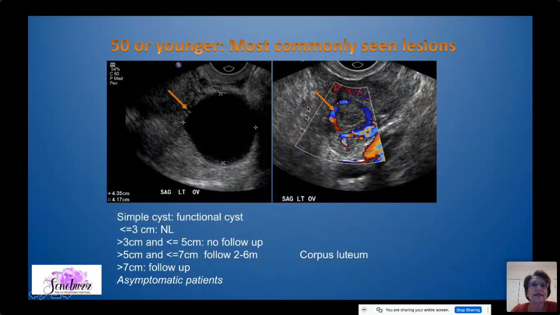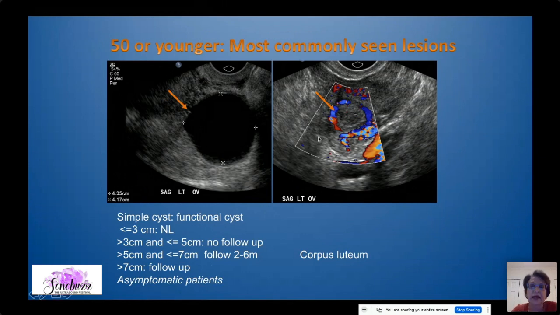So this is the most common lesion in women 50 or younger, a simple anechoic cyst. And the recommendation has changed a little bit recently. So if it's less than 3 centimeters, it's basically considered normal. Between 3 and 5 centimeters, the SRU guidelines suggest that you don't really need to do a follow-up in these premenopausal women. Between 5 and 7 centimeters, if it's really simple, you can think about it, but most will recommend a follow-up in 2 to 6 months. And over 7 centimeters, definitely a follow-up and possibly suggesting another imaging modality, because above this size it's really difficult for ultrasound to be sure that this is a simple cyst.